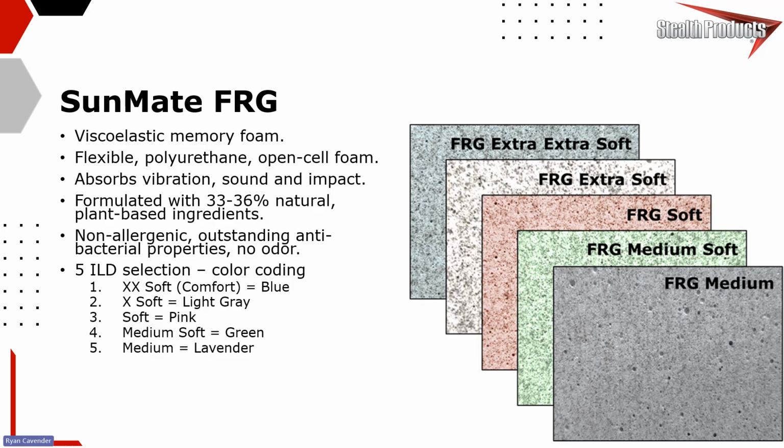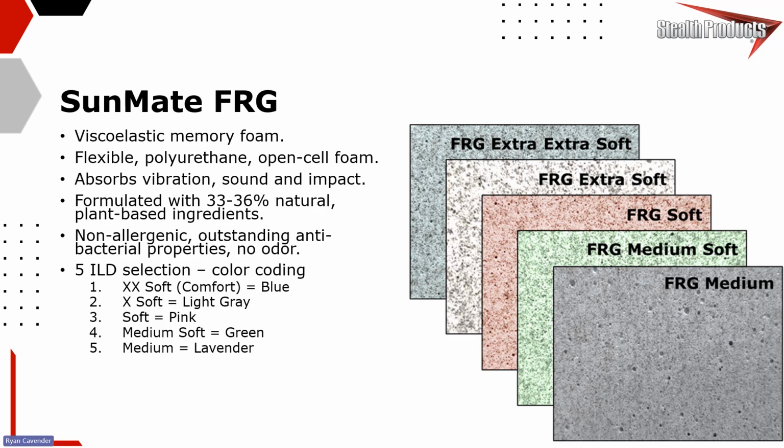First off, this is still a viscoelastic memory foam. It's flexible, just like a standard Sunmate and everything. It's going to absorb vibrations and stuff like that. Just like your standard Sunmate, it's about, give or take a bit, 1/3 plant-based ingredients. But the graphite particles, they're going to do a few interesting things that you don't get in a standard Sunmate.